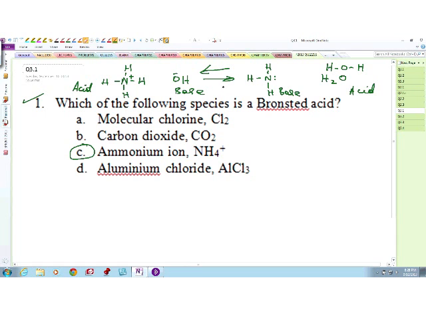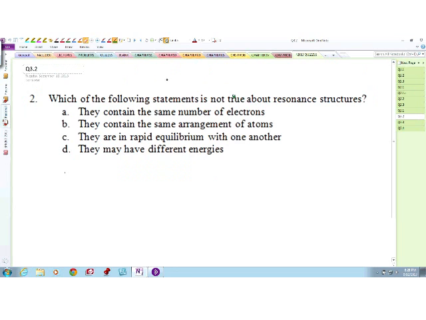Okay, so let us go to the next one. Okay, Emeka, go ahead and read this for us. Which of the following statements is not true about resonance structures? Okay, thank you. So what is the correct answer here? C. Okay. Do you all agree? Okay, that is correct.